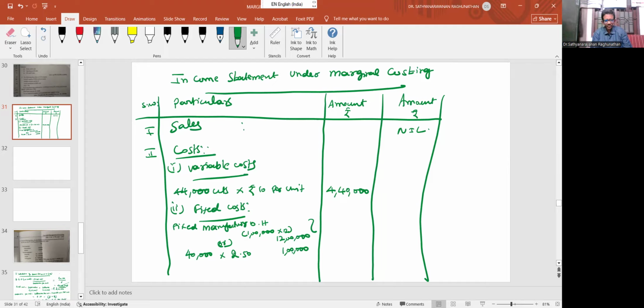Whichever is less, here you need not calculate it for per month. Both are per month only. So both are same only. You can take any one. So I am taking 1 lakh. Can take any one because both are same only.